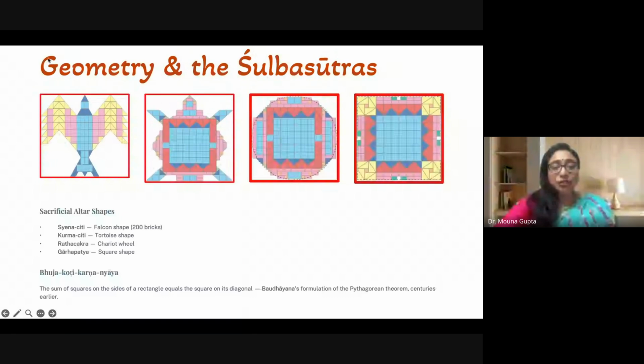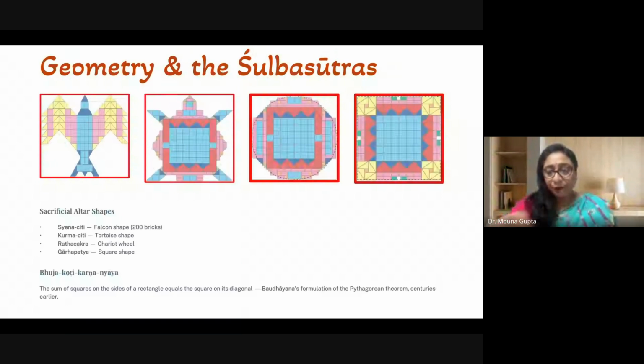Then we have this second one, a shape of a tortoise, known as Kurma Chiti. And the third one is in the shape of a Rath Chakra, a chariot wheel. And the fourth one is a Grahapatya, which is in a square shape. And this is not all. There were approximately 90 shapes of the fire altars which were used at that time.